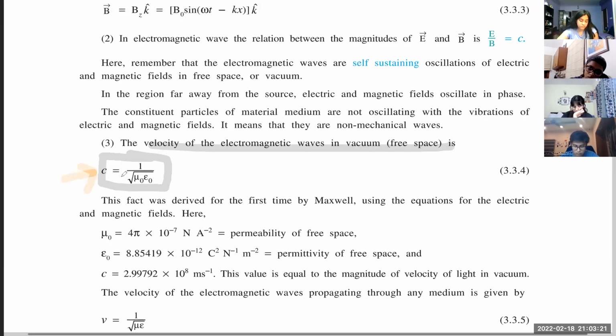ठीक है? In free space, in vacuum, it is this. You already know, इसका values लिख लो. Mu is 4 pi into this, and epsilon naught is this. इन दोनों का वैल्यू डालोगे इसमें epsilon naught mu naught और कैलकुलेट करोगे तो ये इतना आ जाएगा c. ठीक है, ये भी लिखो, फटाफट लिखो उसको.